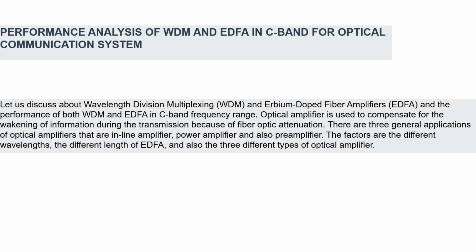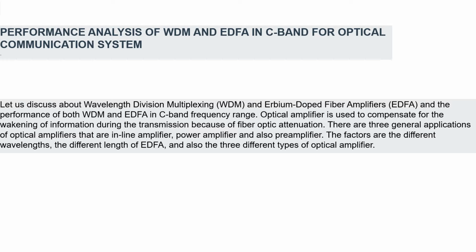Performance analysis of WDM and EDFA in C-band for optical communication system. Let us discuss wavelength division multiplexing and erbium doped fiber amplifiers and the performance of both WDM and EDFA in C-band frequency range. Optical amplifiers are used to compensate for the weakening of information during the transmission because of fiber optic attenuation. There are 3 general applications of optical amplifiers. That are inline amplifier, power amplifier and also preamplifier.